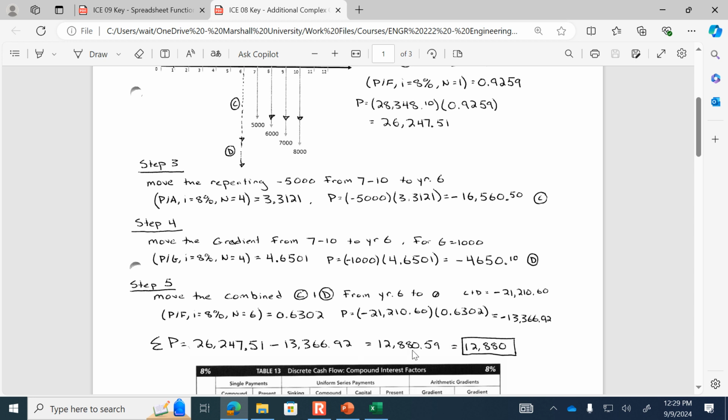And the present value, if you round off now to 4 digits, because a couple of the factors in here only had 4 digits of precision. So the find P given F factor only had 4 digits, and so I round off the final answer to the nearest $10. So 12,880. Does anybody have questions about this one?